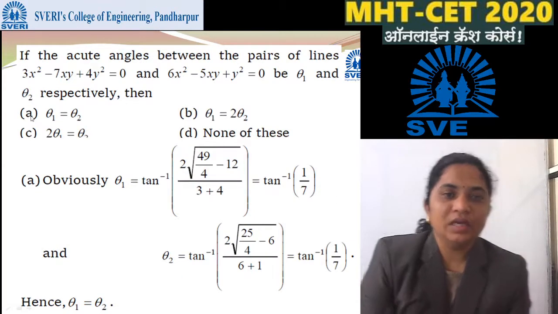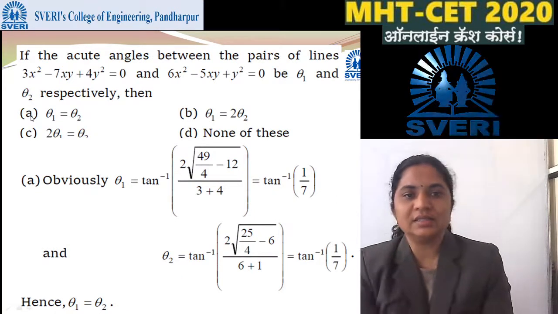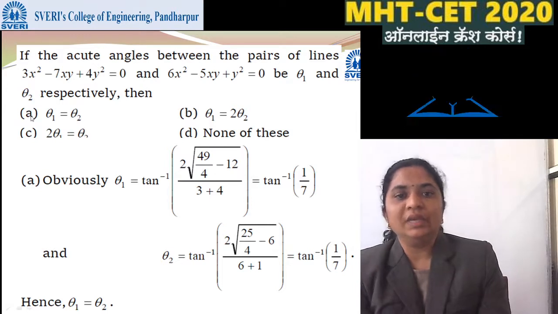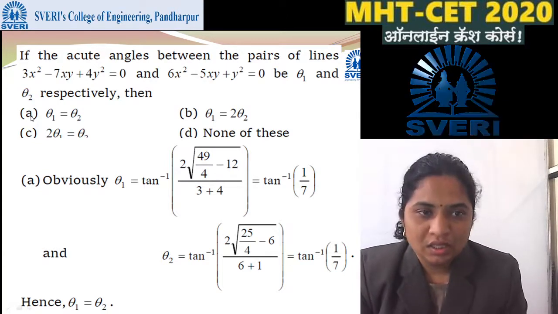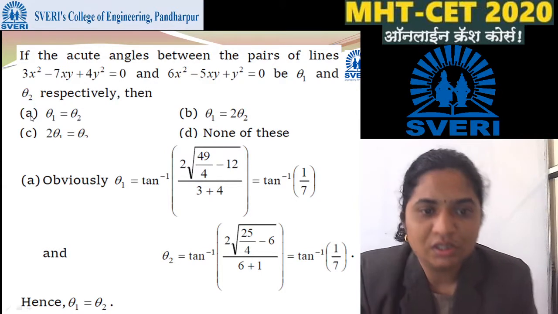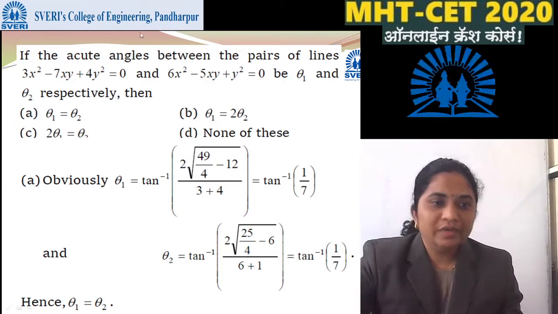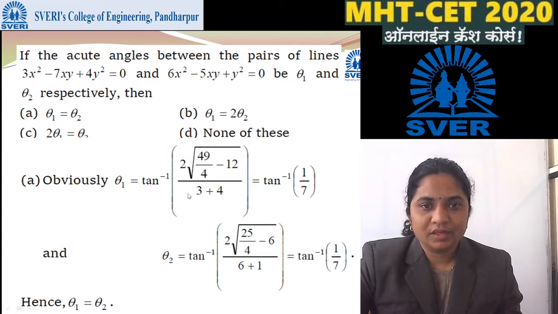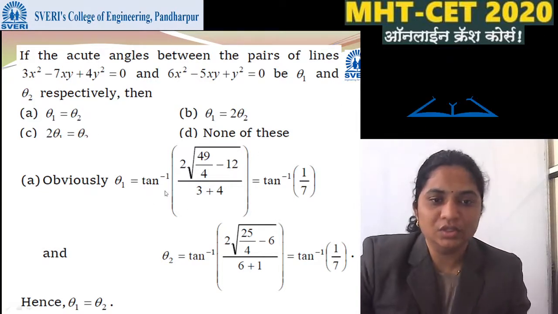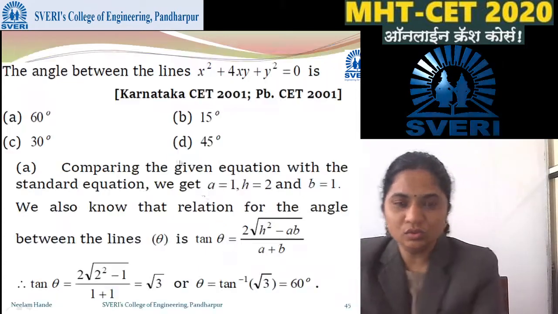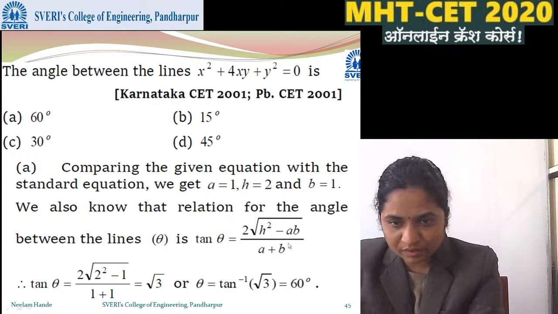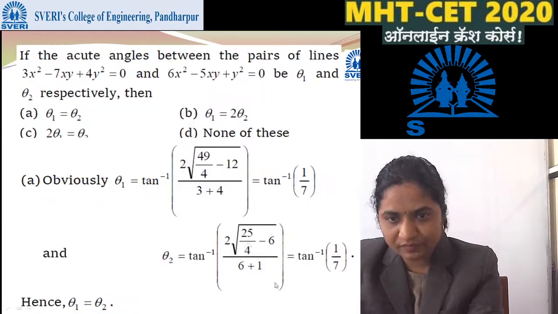Next, if the acute angles between the pair of lines, these two lines, be theta 1 and theta 2 respectively, then the conditions on theta 1 and theta 2. So first of all, we'll find theta 1 and theta 2. Theta 1 is tan inverse, theta is the angle, right? So tan theta, we know the formula. So theta 1 is tan inverse of 2 root h square minus ab upon a plus b.